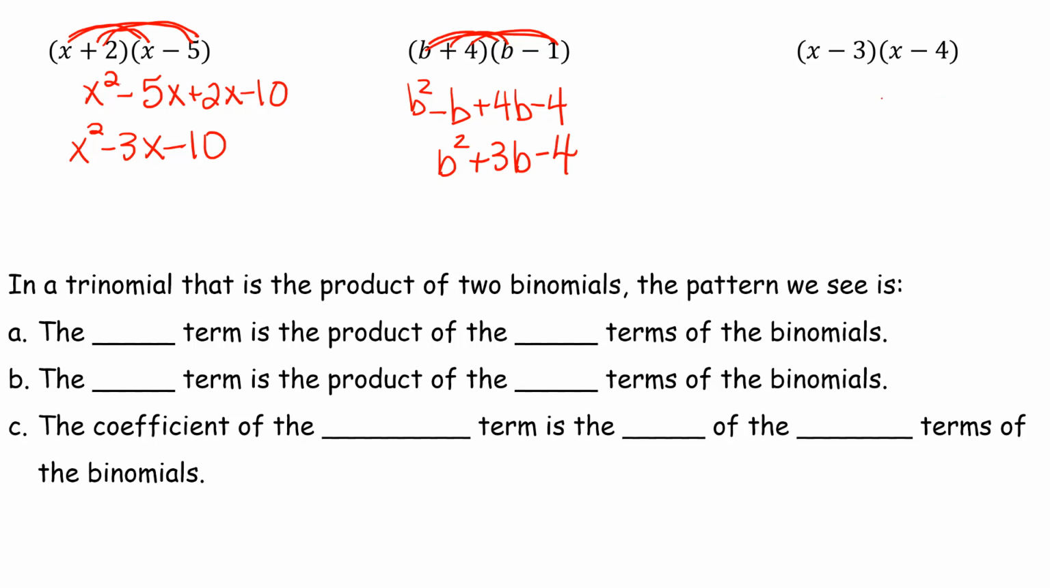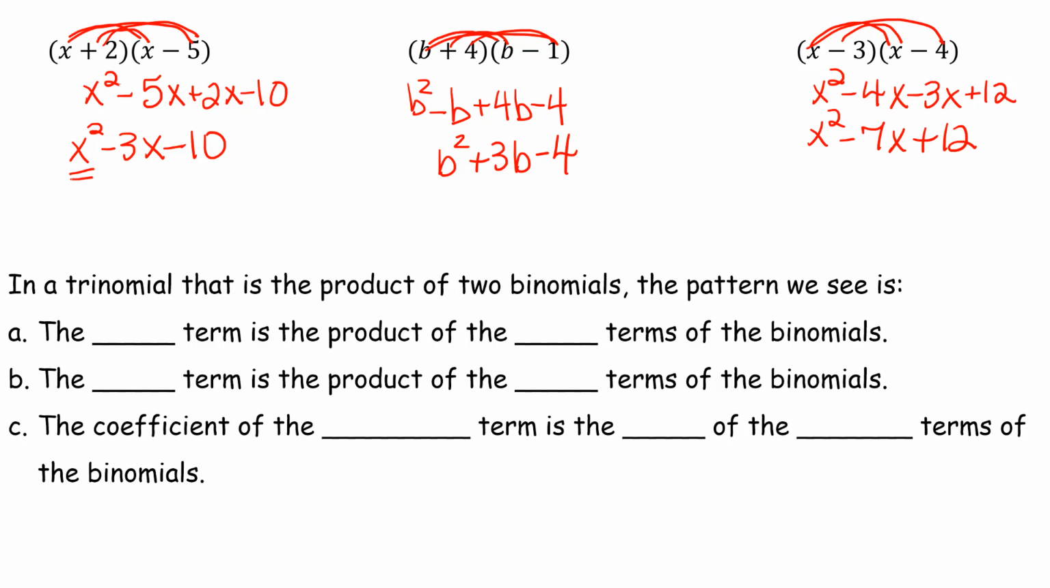If we look at this last one, x times x is x squared. X times negative 4 is minus 4x. Negative 3 times x is minus 3x. And negative 3 times negative 4 is plus 12. So that's x squared minus 7x plus 12. So let's see if we see a pattern with each term that we get here.